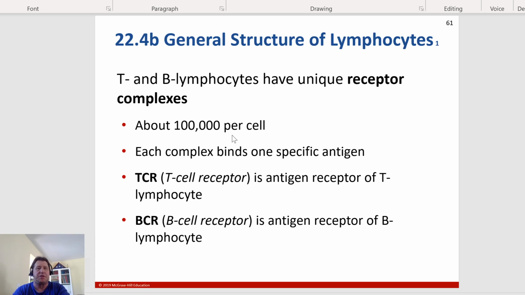Going to continue here and talk about lymphocytes. This is chapter 22, part 3. So T and B lymphocytes have unique receptor complexes. They have their own kind of receptors here, and they are unique for the T cells and unique for the B cells, of course.